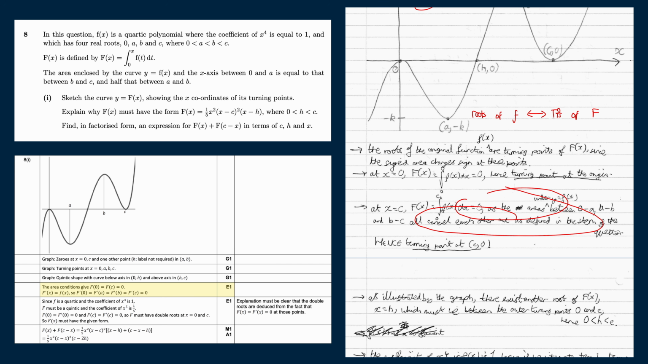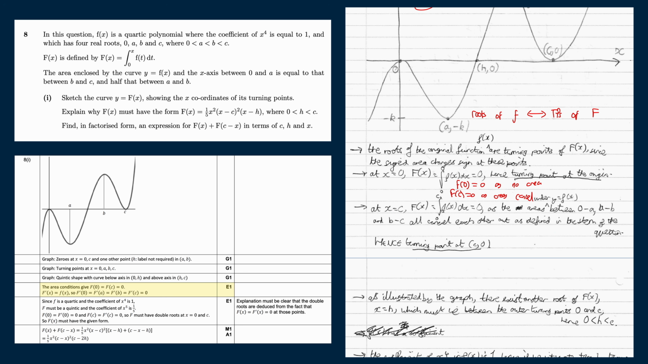And in this case, positive and negative areas cancel. So that's really what they mean by the area conditions give. Again, we could have been slightly more concise here. So we could have just said f of 0 is 0 as no area, and f of c equals 0 as areas cancel. So that contains the same substance as what's been written here.